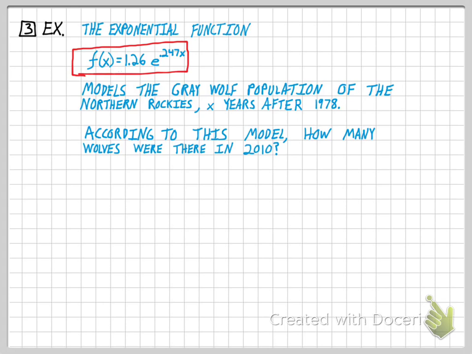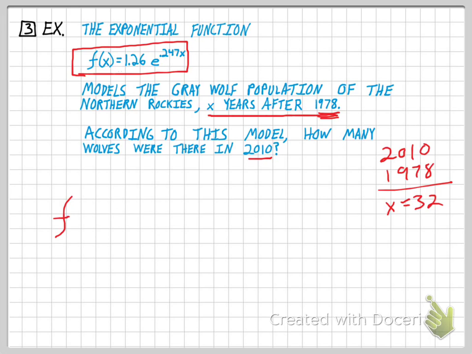A big part of this problem is that x is defined based on a certain year. In this case it's 1978. So I actually have to figure out that 2010 is a certain number of years after 1978. If I do a little subtraction problem, I'm going to get 32 for that. So that's going to be my x value. x is going to be 32 years after 1978. So the 2010 question is really going to be f of 32.